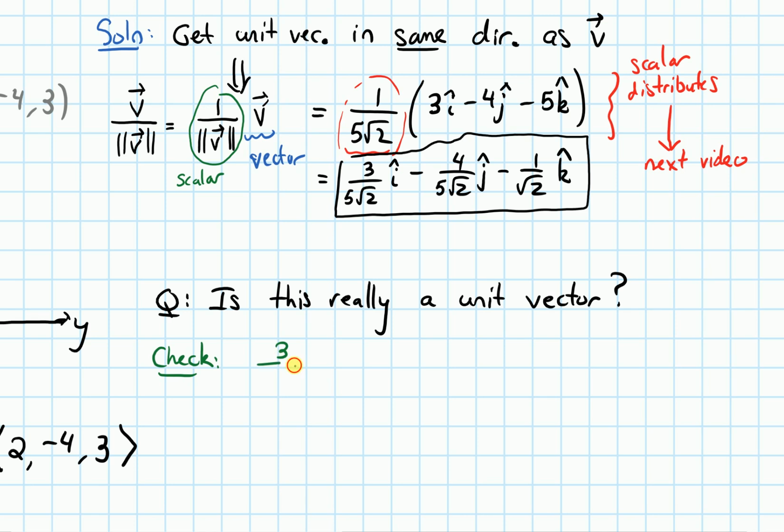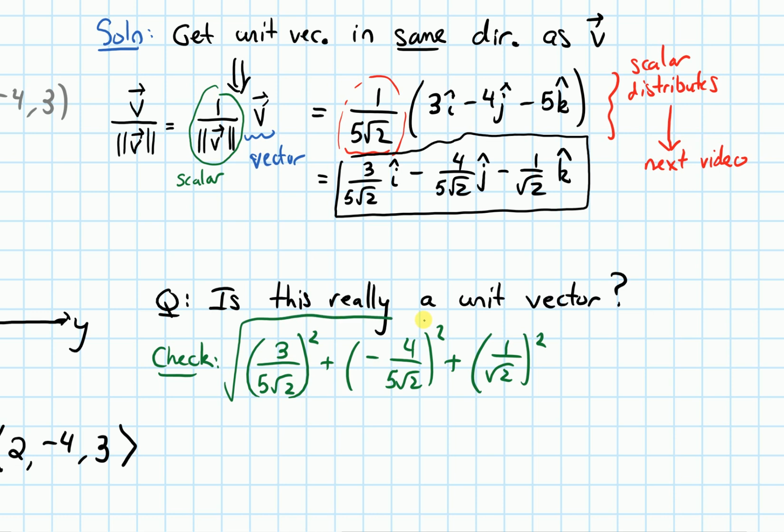So let's take the i component, square it, and then the j component, square that. So minus 4 over 5 root 2, square that, and then the k component, square that. Sum those all up, and then put that in a square root. That's how we find the length. Okay, so the first fraction is 9 over 50. The next one's 16 over 50. And the next one is 1/2. So all in a square root.